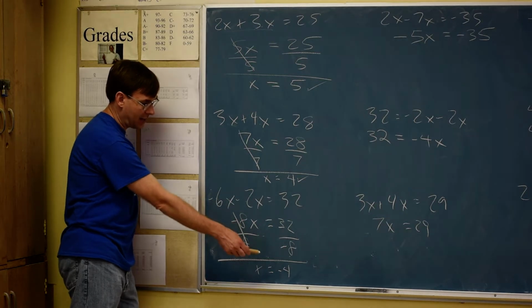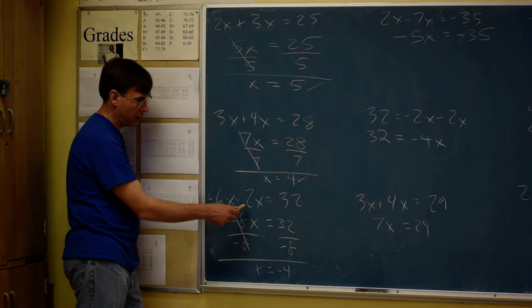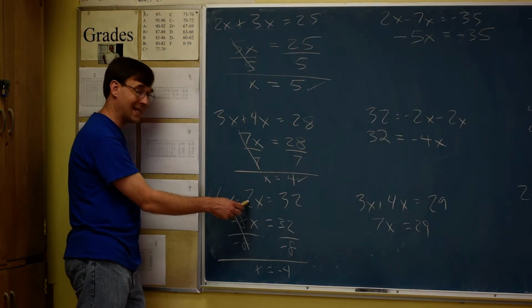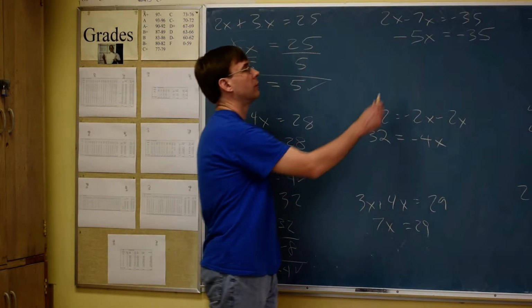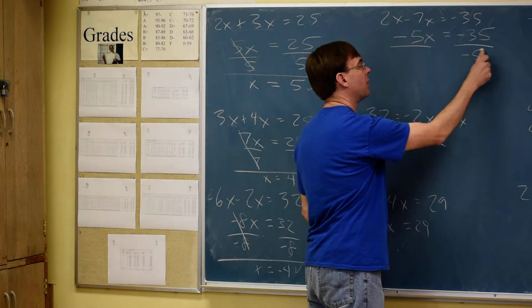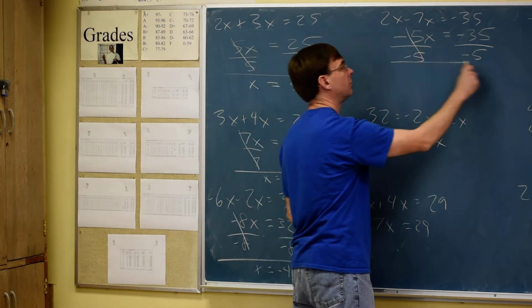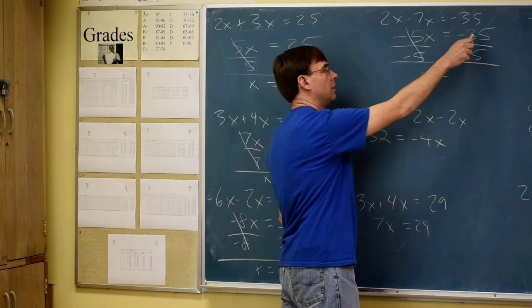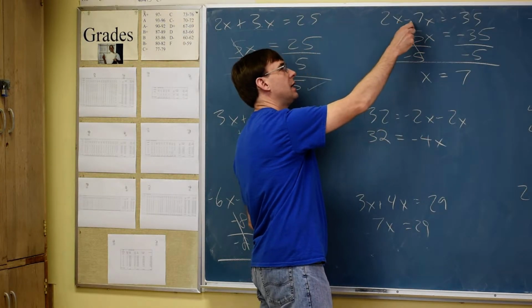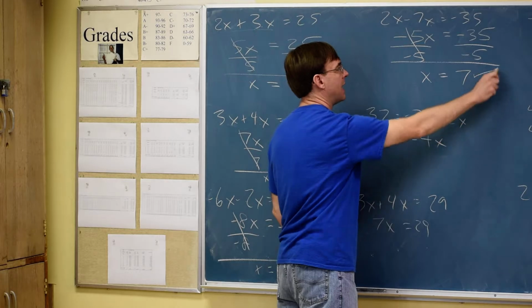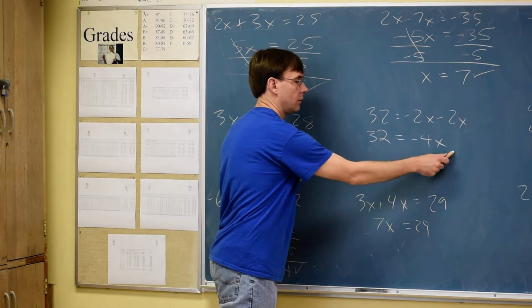Checking, negative 6 times negative 4 is 24. Negative 2 times negative 4 is 8. 24 and 8 is 32. That's a win. Division here with negative 5s. Dividing gets me a 7. Putting it in, 14 minus 49 does make that, and we're good.